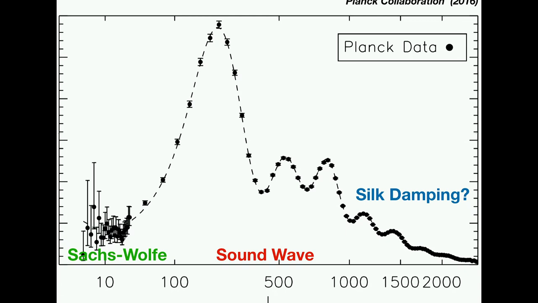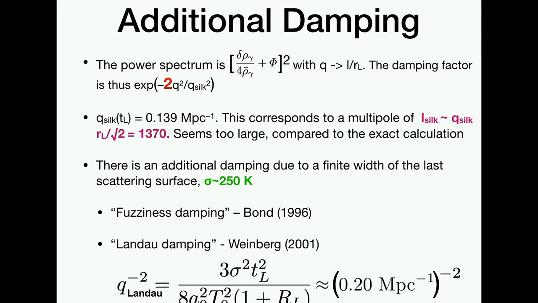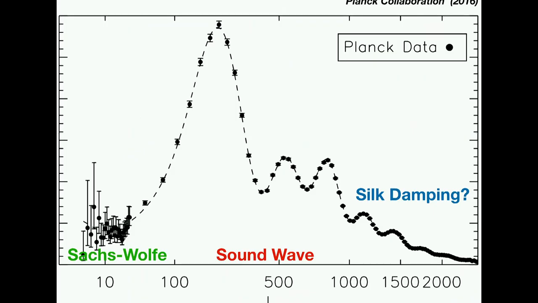And usual lectures stop here, but I wanted to go one step beyond. Let's put the numbers in. It doesn't quite work out. So we have two Qs, because the power spectrum is a squared quantity, we need to take the square of the exponential, so that would be minus 2 Q squared over Q_silk squared. Now, I hope you remember that approximately speaking, L is given by Q times R_L, where R_L is the distance to the last scattering surface. It's a geometric relationship, right? Remember, the angle that subtends the half wavelength, the distance from which you can figure out the angle, from which you can figure out L. That's given by pi over angle. So L_silk, the characteristic length scale, will be Q_silk times R_L divided by square root of 2. Q_silk is 0.14 megaparsec inverse. That's 1,370. That's a bit too large, no? Clearly, damping occurs a bit earlier.